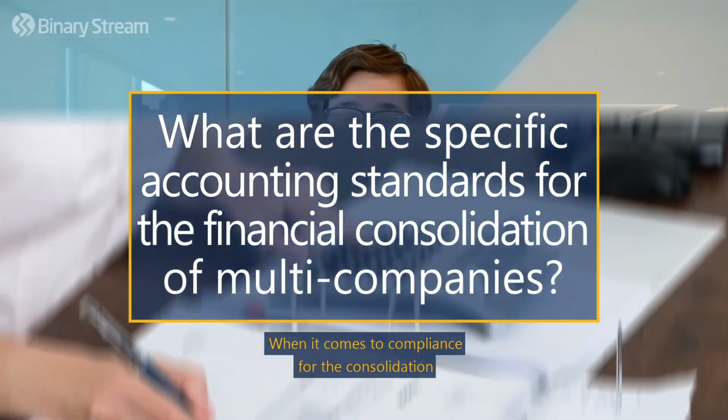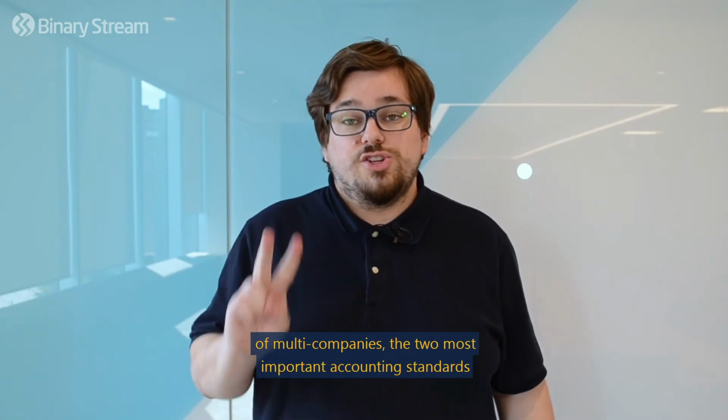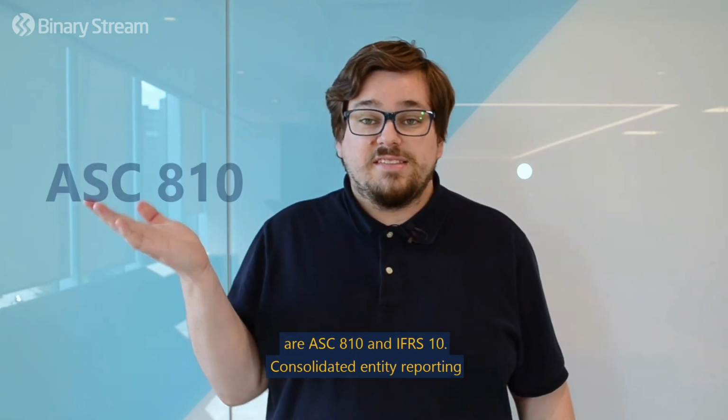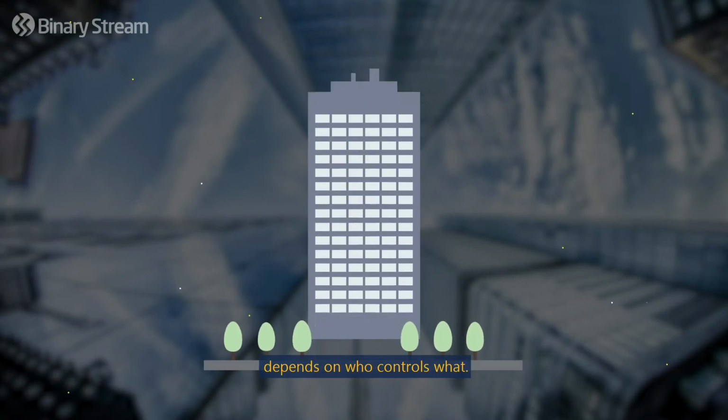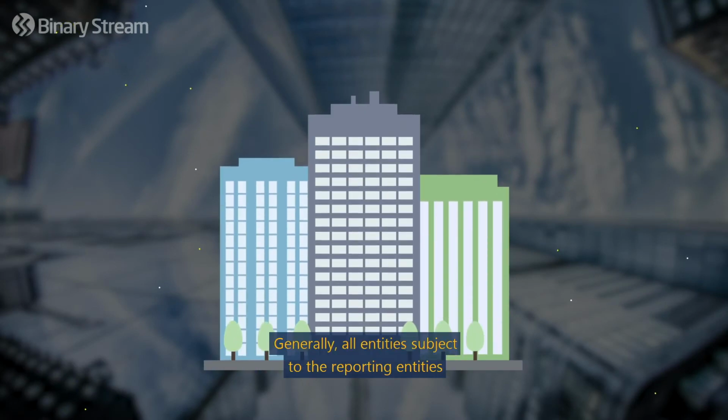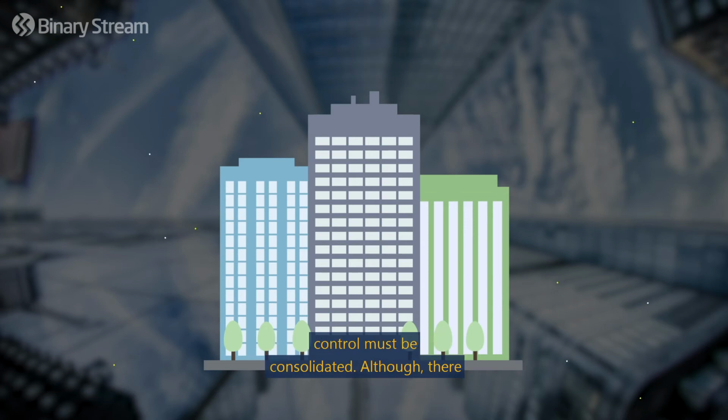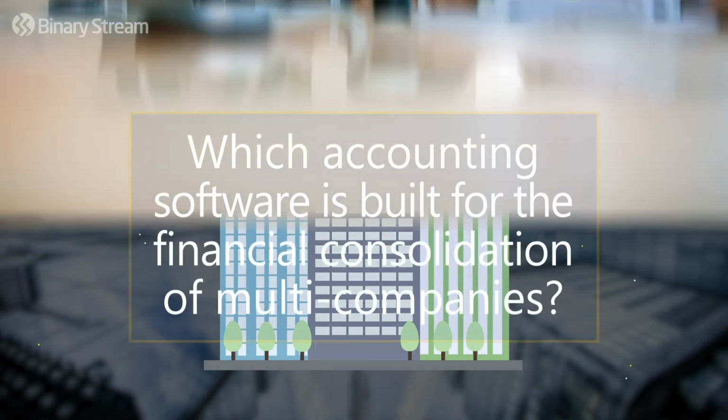When it comes to compliance for the consolidation of multi-companies, the 2 most important accounting standards are ASC 810 and IFRS 10. Consolidated entity reporting depends on who controls what. Generally, all entities subject to the reporting entity's control must be consolidated, although there are limited exceptions for a reporting entity defined as an investment company.